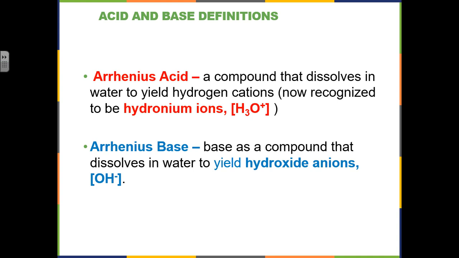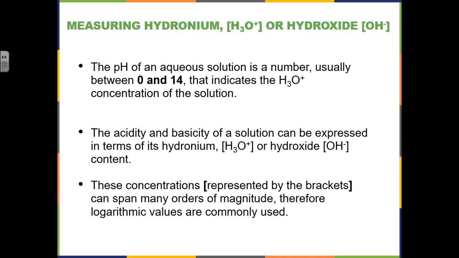When you look at the Arrhenius base definition, it's a compound that dissolves in water and yields what's called hydroxide anions. As we mentioned before, anions are negatively charged ions, and in this case, that hydroxide looks like the OH minus that's highlighted.